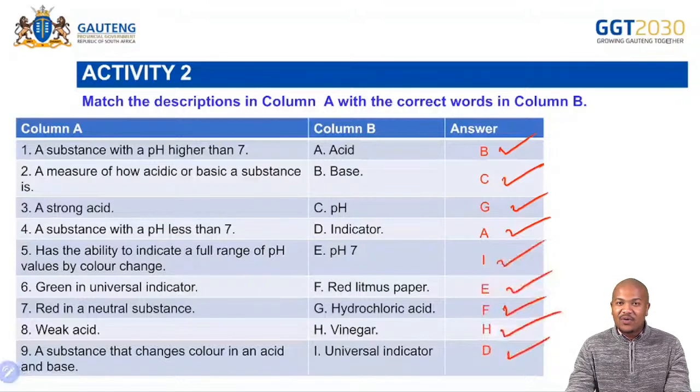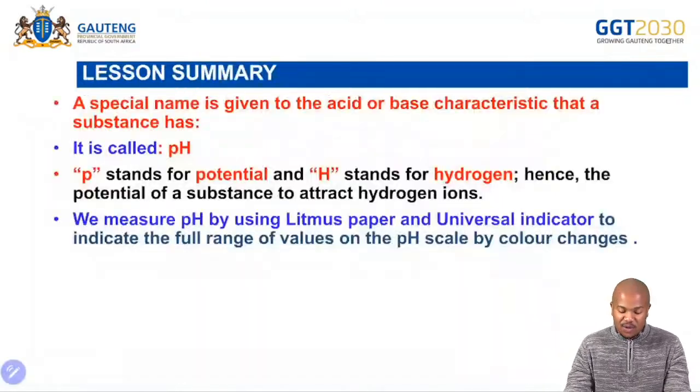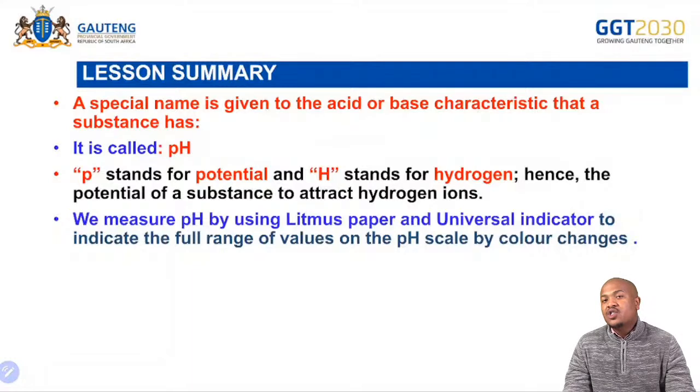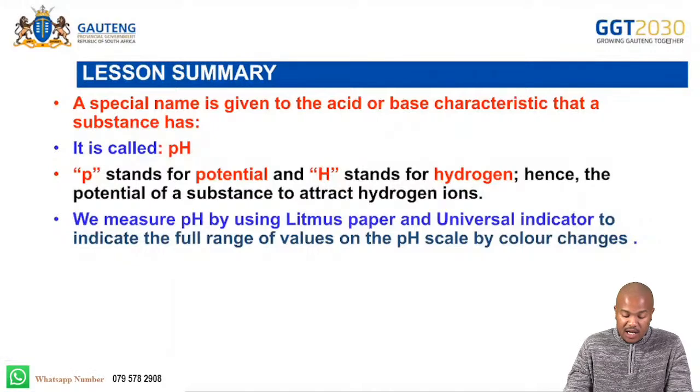Welcome back again, grade 9s. Now let's summarize what we have learned for today, right? So today we're talking about the concept of the pH value, right? And we said that pH is a special name that is given to the acid or base characteristic that a substance has, right? So we said that pH stands for potential hydrogen. Are we together? It stands for potential hydrogen, right?